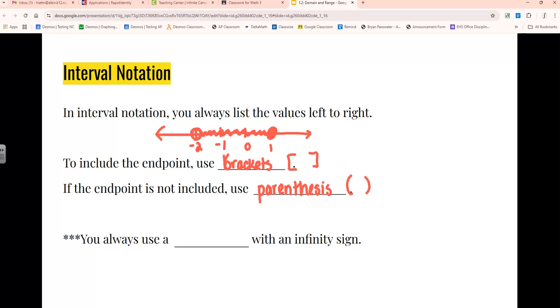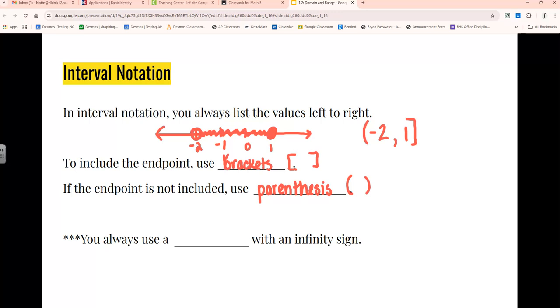So for example, you're always listing the values left to right. Lowest number has to come first. Biggest number is second. So like this, -2 would come first. And it's an open circle. It's not included, so I would use a parentheses. And then I'll put a comma. And then I will put the last number for the interval, which is 1. And it is included, so I would use a bracket right there.